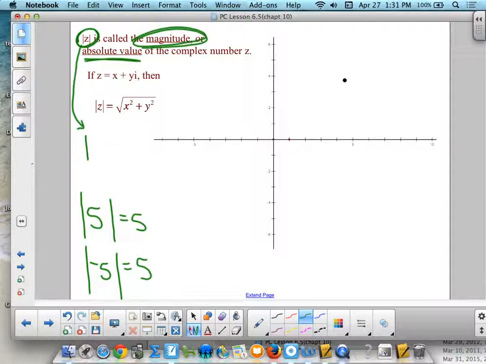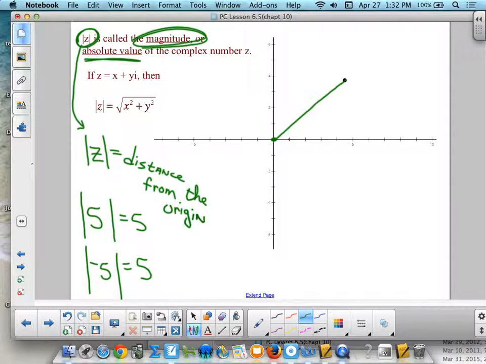Well, you know what this one says? This one says the absolute value of z, and by the way, z is a complex number, is the distance from, not 0, what? The origin. From the origin. Okay. So if that's all it is, the absolute value is the distance from the origin.